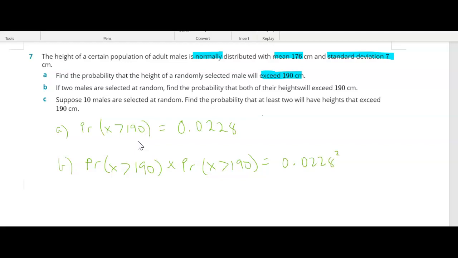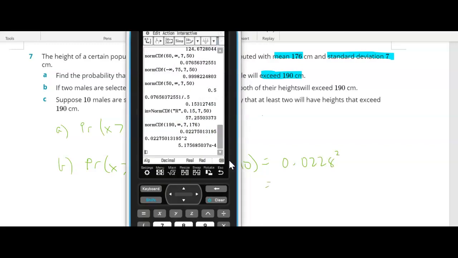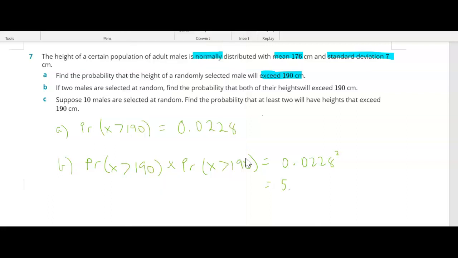0.0228 squared. Now on your calculator, when you do that, you get this answer. So just remember, you need to be able to interpret that. But if you wanted to, we can just write that as, I'm not going to do too many decimal places, 5.2 times 10 to the power of 8, and remember that you can just replace that 8.